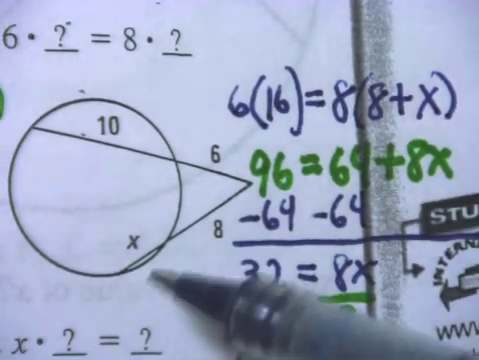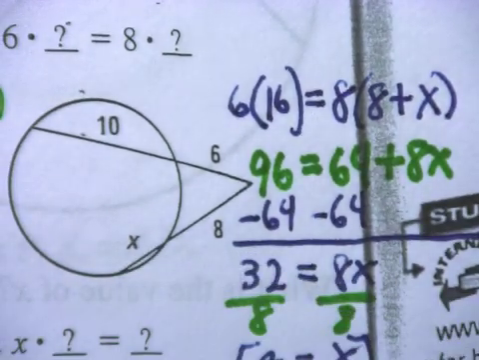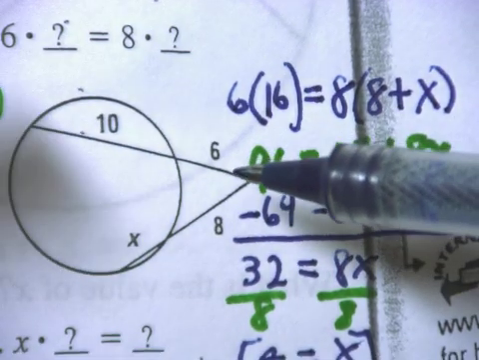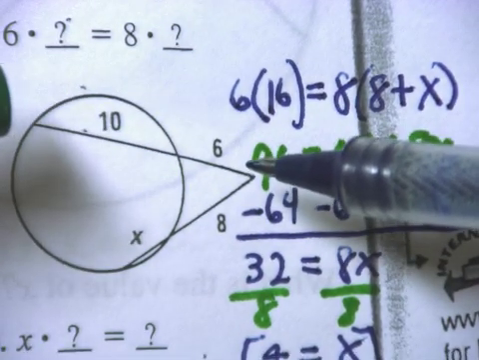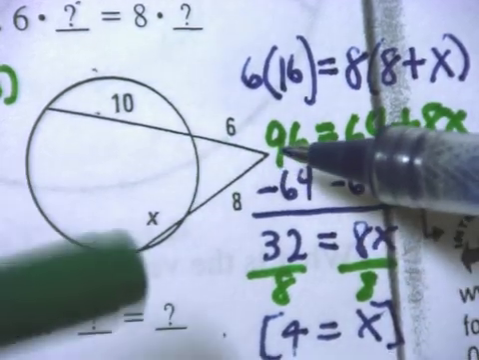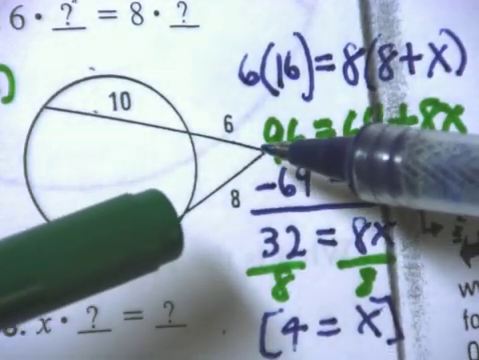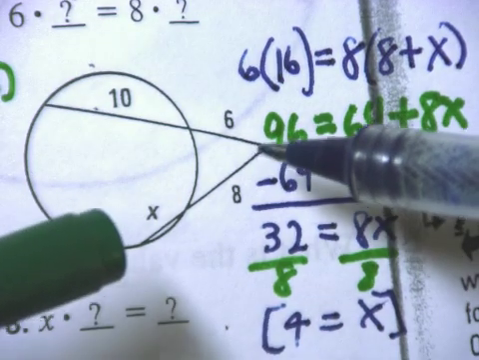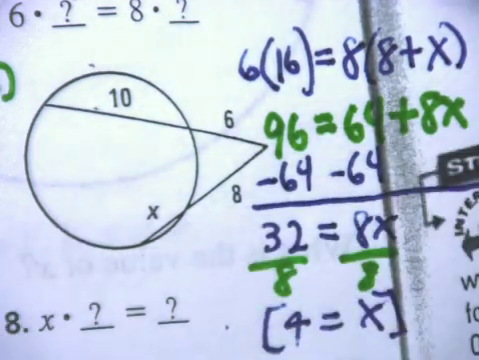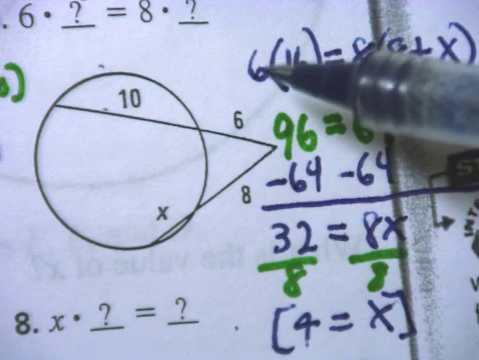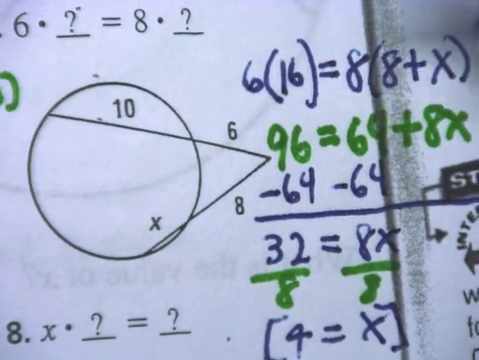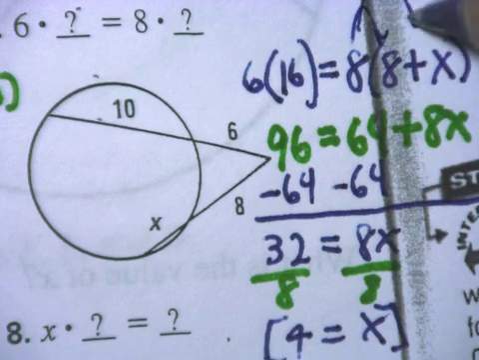Number 5, again, they want to know what is this chord right here, right? Remember, we take the outer portion, which is 6, times the entire thing, which is 16. And it should be equal to the outer portion, which is 8, times the entire thing, which is 8 plus x. And I have that here. So I have 6 times 16 is equal to 8 times 8 plus x. We're going to distribute here.